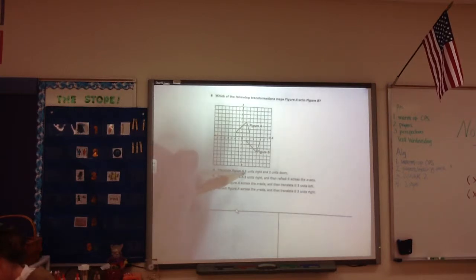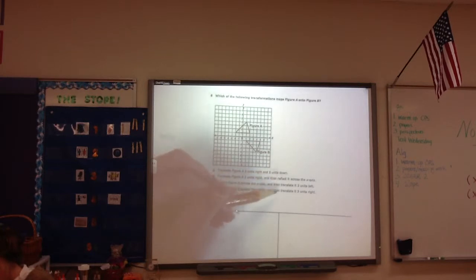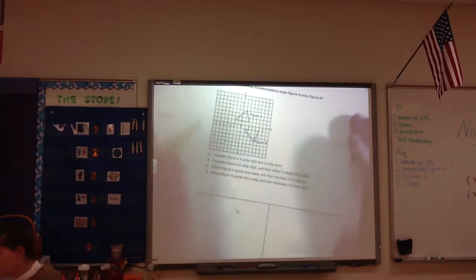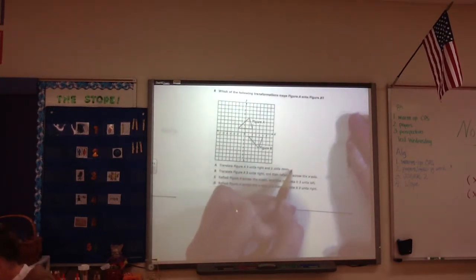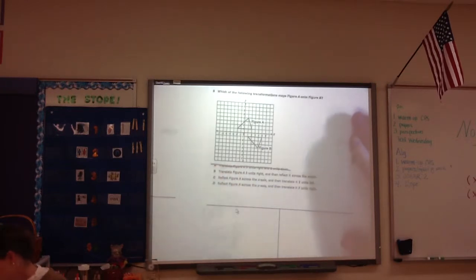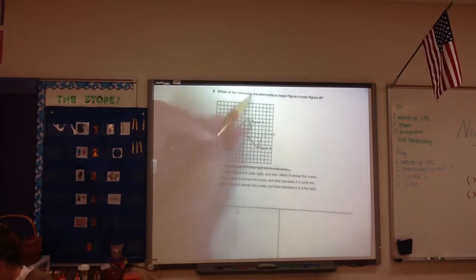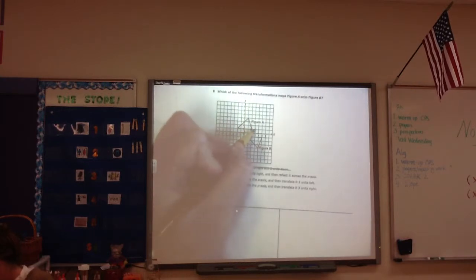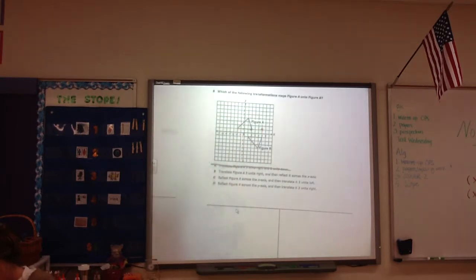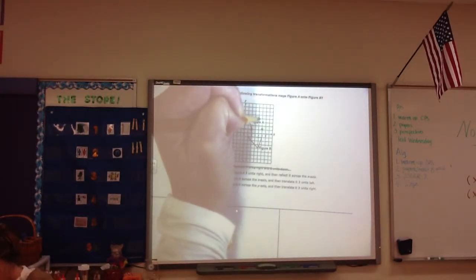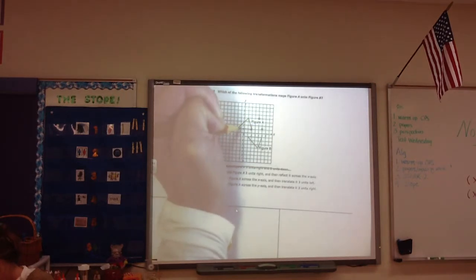It says translate figure A 3 units right and 2 units down. This has only a translation. I have already noticed that it looks like my figure has been reflected, so I'm going to eliminate that answer choice. B says translate figure A 3 units right, so I'm going to start with 1 point. 1, 2, 3. Move this one, 1, 2, 3. And move this point, 1, 2, 3.